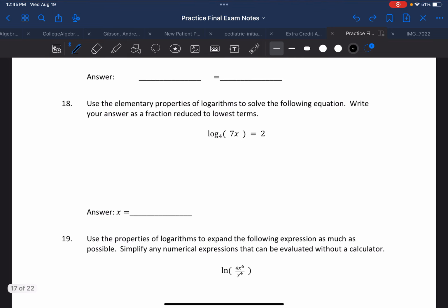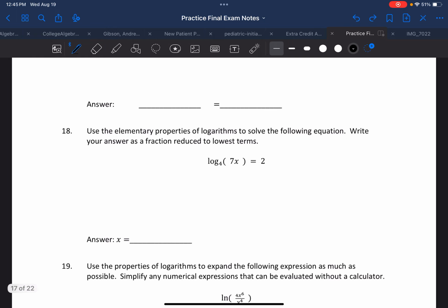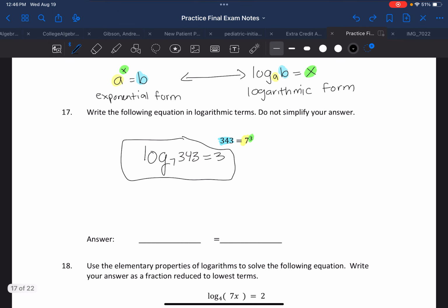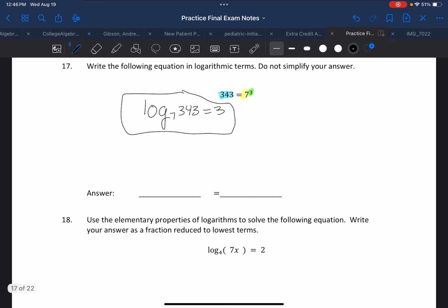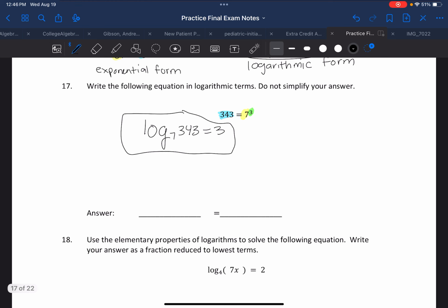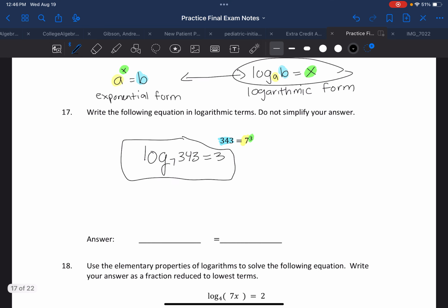Number 18 says to use the elementary properties of logarithms to solve the following equation. Write your answer as a fraction reduced to lowest terms. So now they actually want me to solve an equation, and this is now the logarithmic equation because it's in logarithmic form since there's a log. So what we're going to do, if you have a logarithmic equation in this exact form here, which it is, has a log base 4 of 7x and it's equal to 2. So it's in that form. We can rewrite it in exponential form, and then we will be able to solve this equation.